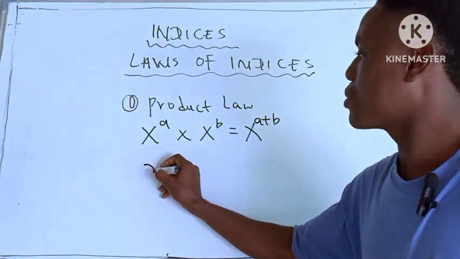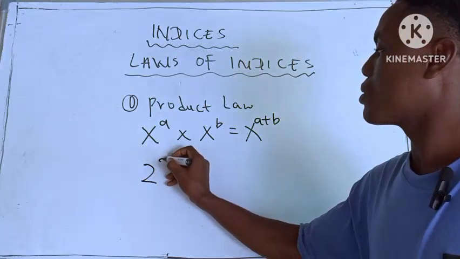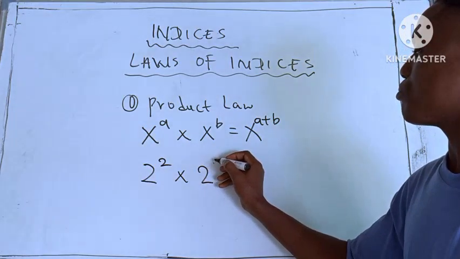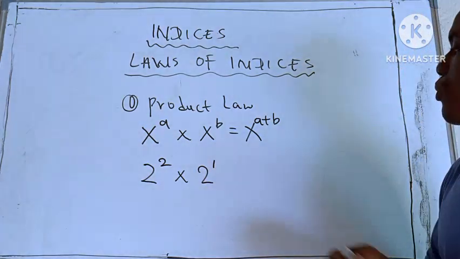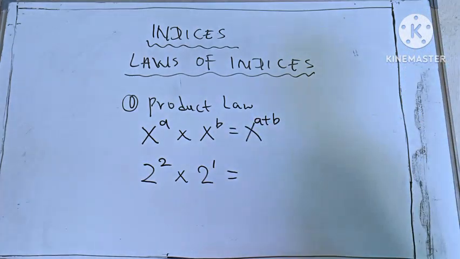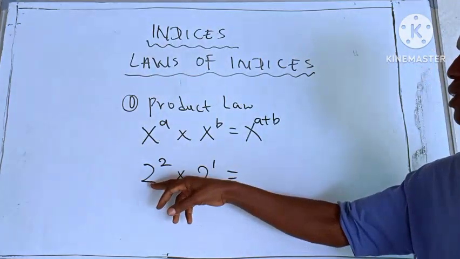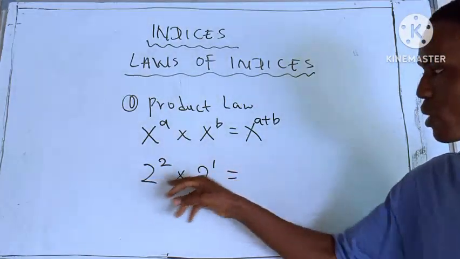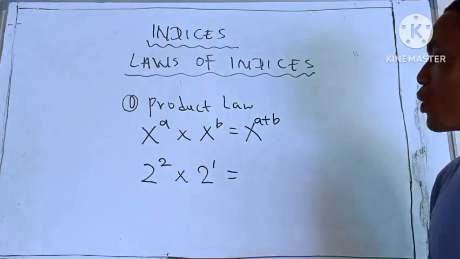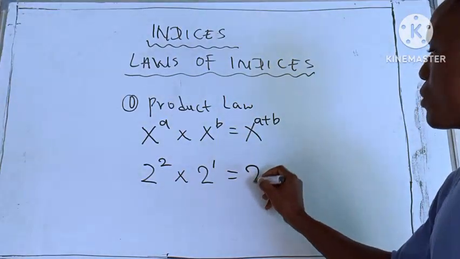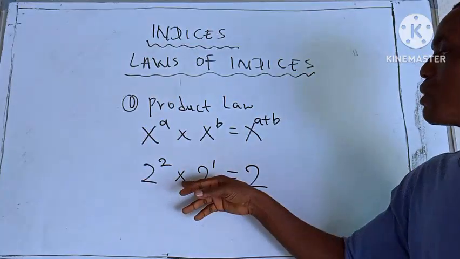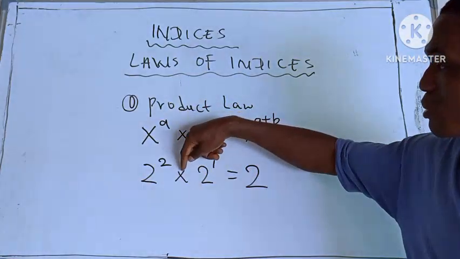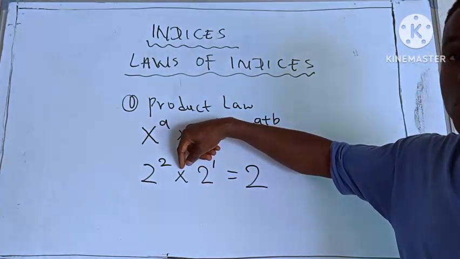Let's say we have 2 raised to power 2 multiplied by 2 raised to power 1. From this product law, you will notice that we have similar bases. The two base numbers are the same, 2 and 2. So what you need to do is to take only one of the base numbers, then since the middle is multiplication, make sure you take note of the middle operation. It's very important.